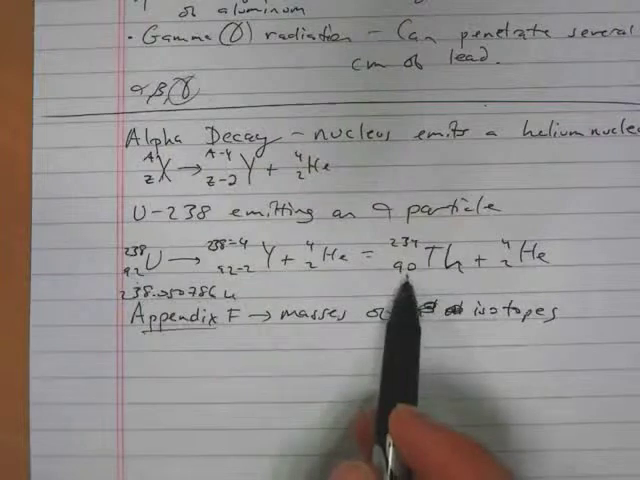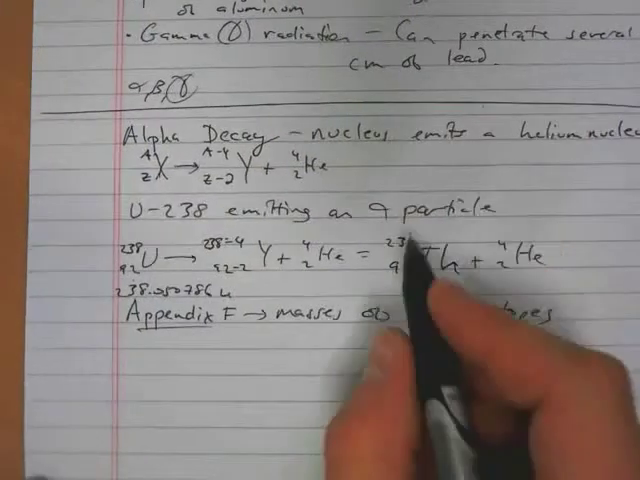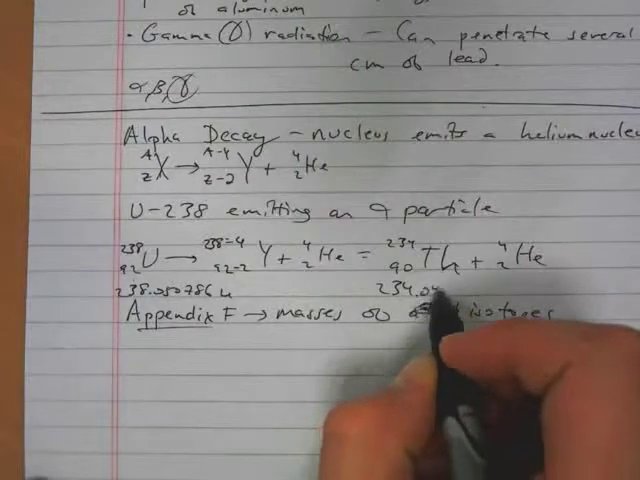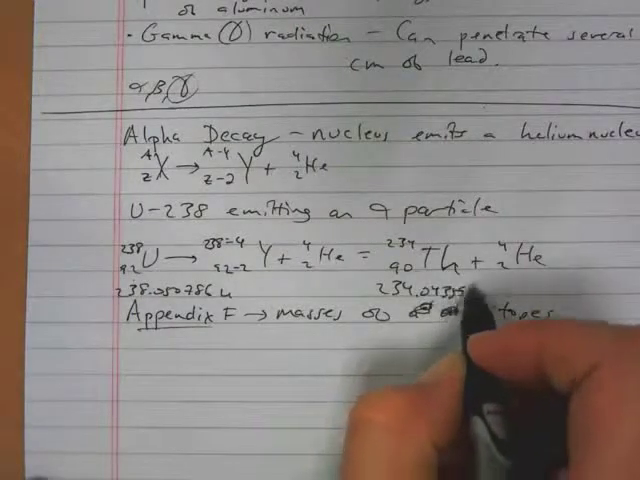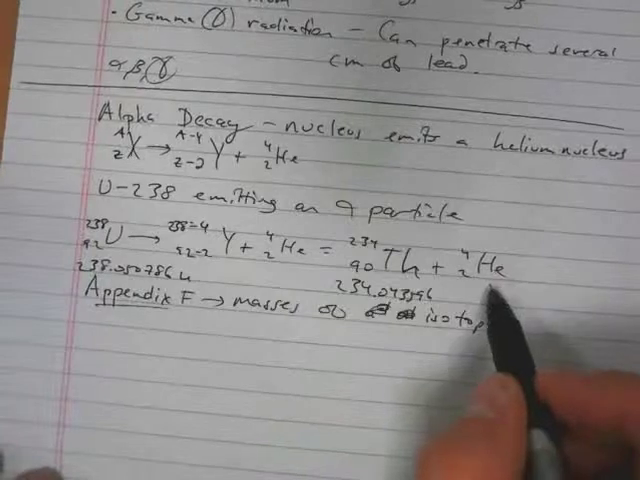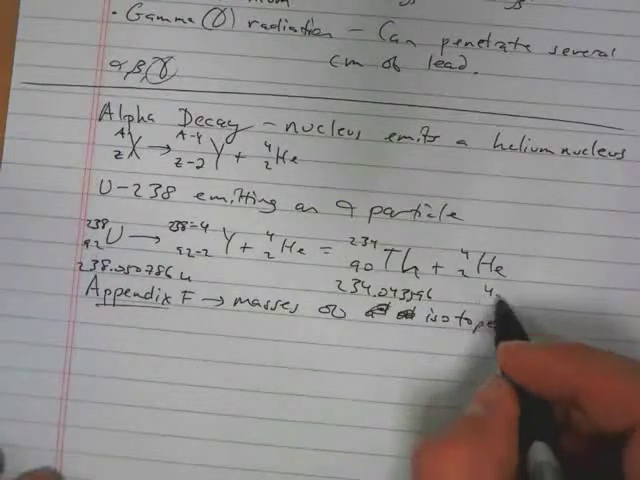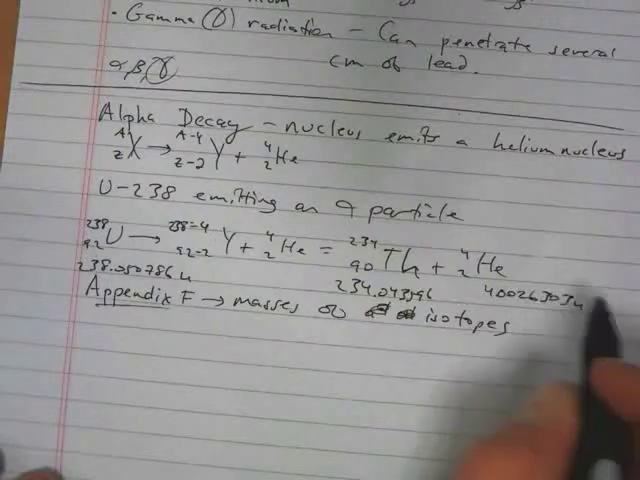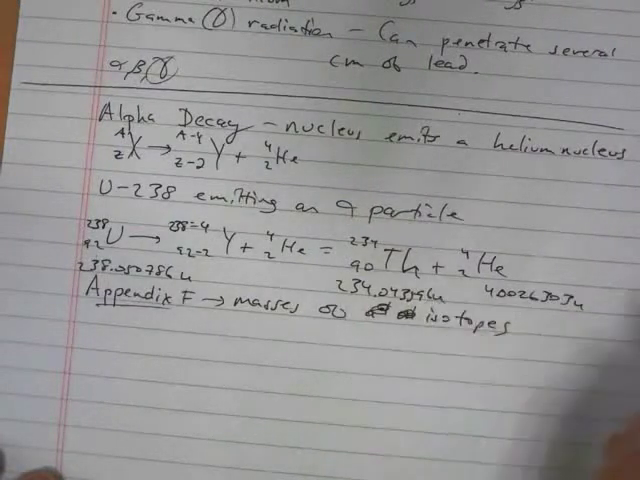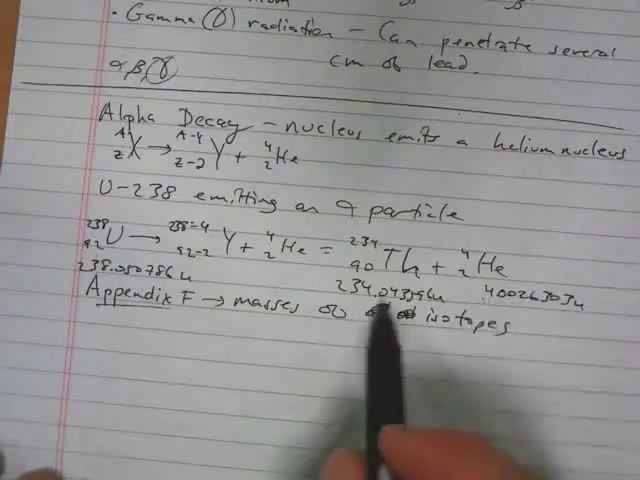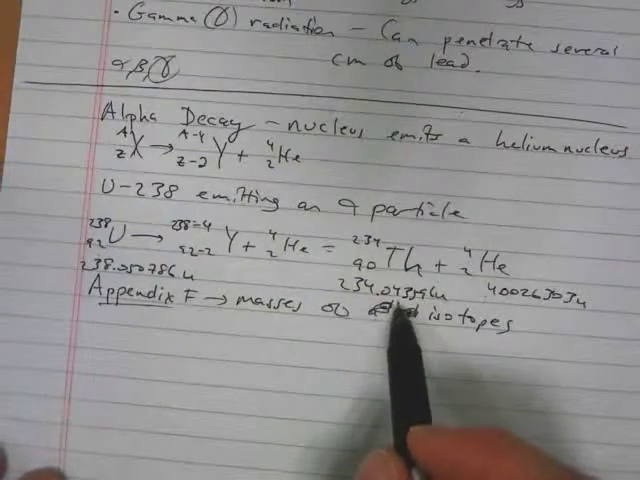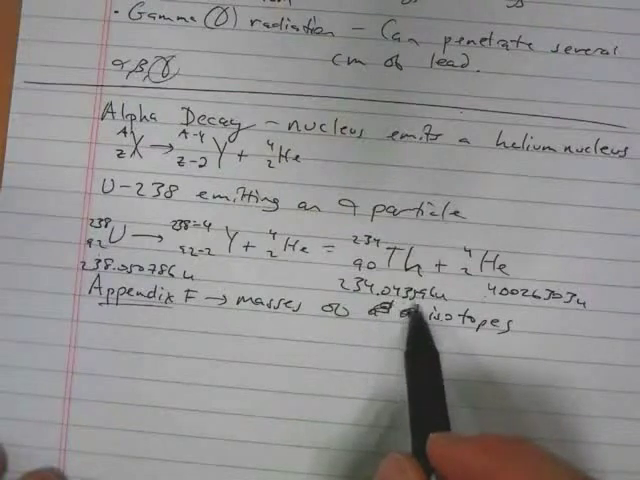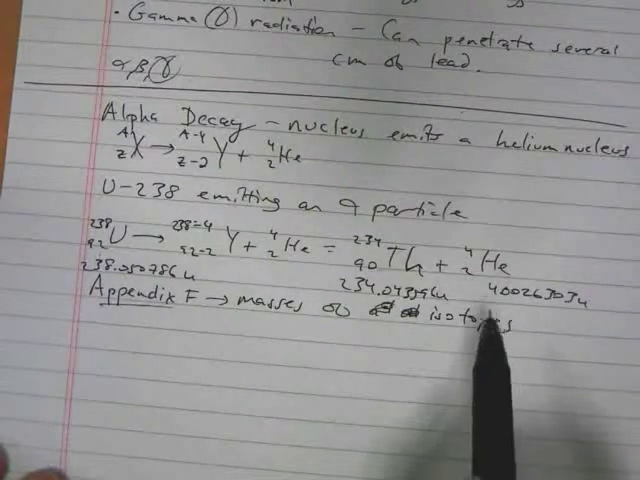And this thorium-234 has a mass of 234.043596, and the helium is 4.002633 atomic mass units. These numbers are a little bit off, one because protons and neutrons aren't quite exactly one mass unit, and because there are electrons floating around as well.